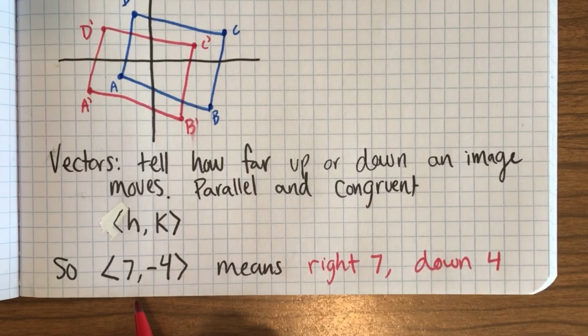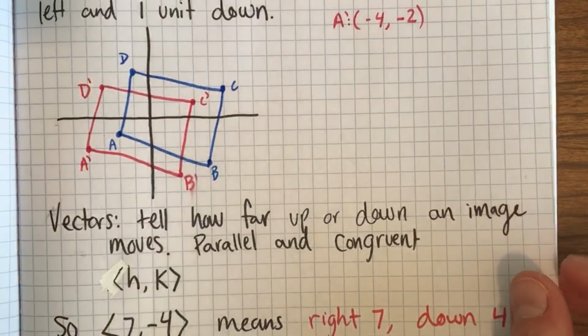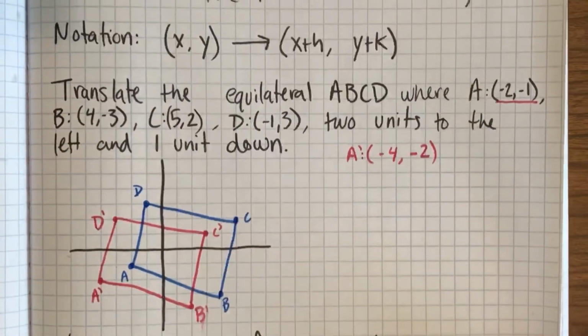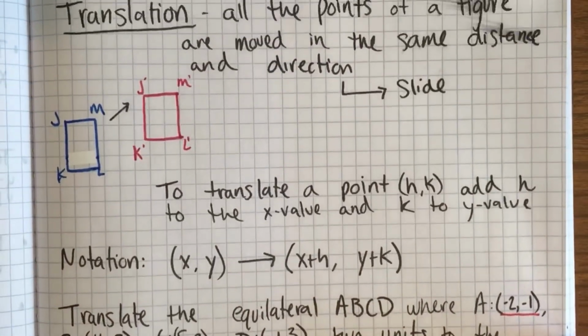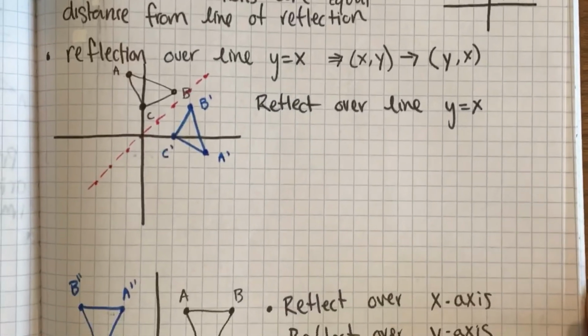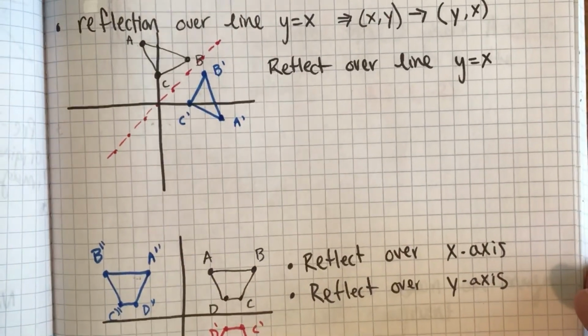All right, and that's just looking at our vectors and translations. Translations are a little bit more straightforward than reflections. Those are a little more difficult. So in this video we're looking again at translations, moving those to the left, right, up and down, and reflections where we actually flip our figure over a line.